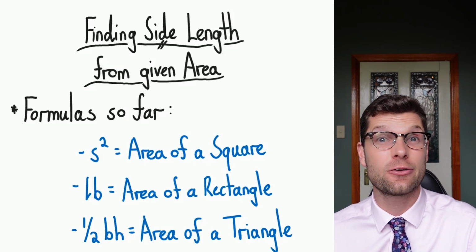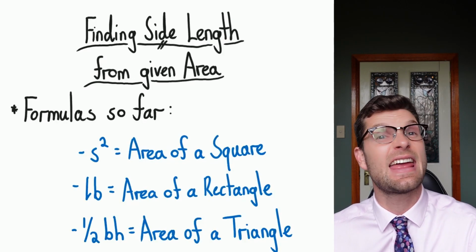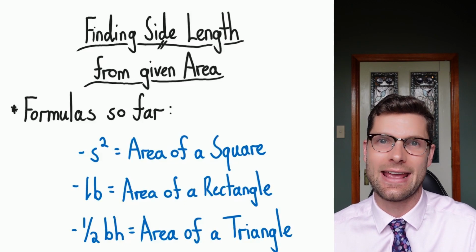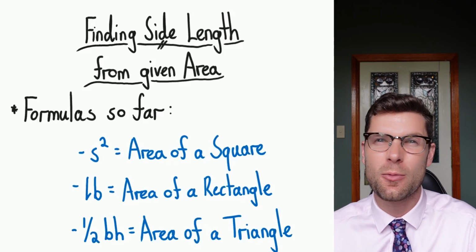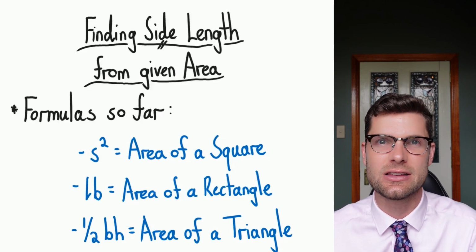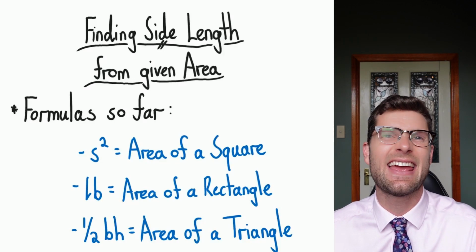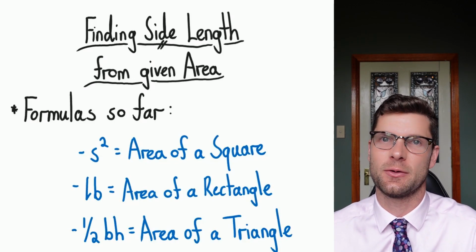Today we're going to look at how to find an unknown side length when we're using these area questions if we've been given the area answer already. So this time we're kind of working backwards from the questions we've looked at in the last couple of lessons. The only thing that we really need to know in order to get these questions right is the formulas of each of the shapes we've looked at.